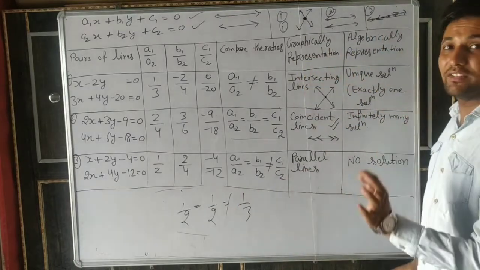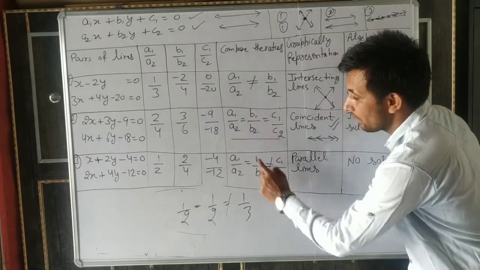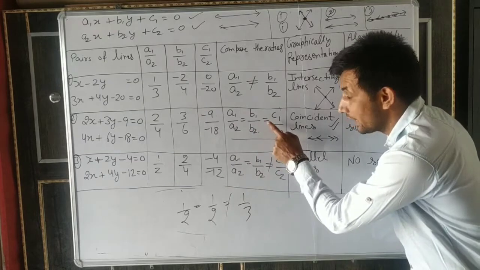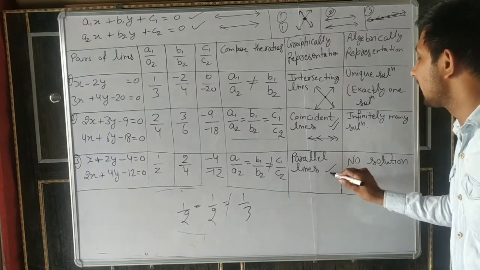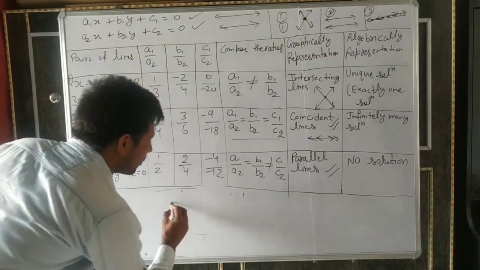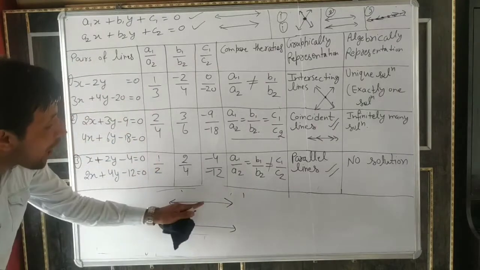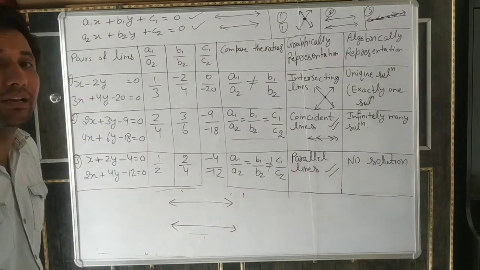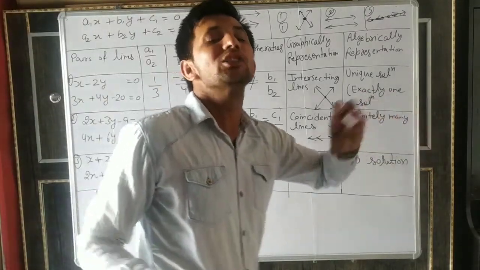So always remember, if A1 by A2 is equal to B1 by B2 but not equal to C1 by C2, we call these parallel lines. And everyone knows if two lines are parallel, how many common solutions? How many times do they cut? Zero times. Therefore there is no solution.